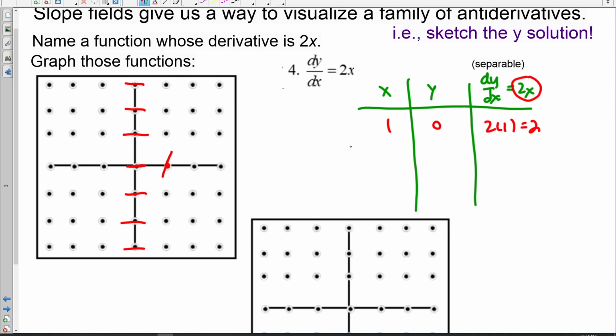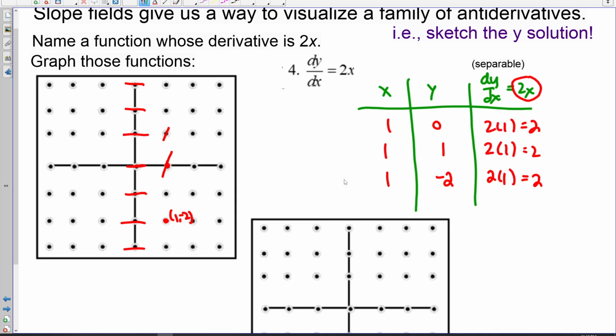What about right here at 1, 1? What would the slope of y look like? Again, it would be 2 times the x value, which is 2. So that would also be a slope of 2 right here. So I'll just draw this here. What if I had 1, negative 2? That's this point right here. What would the slope field be right here? Well, the slope would be 2 times the x value, which is 1, so it's also 2.